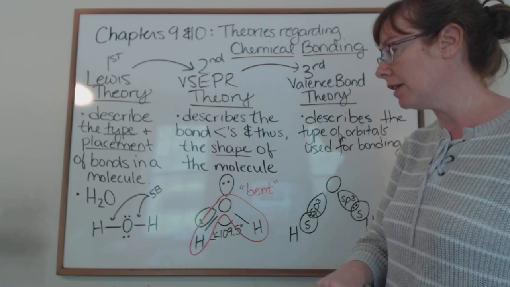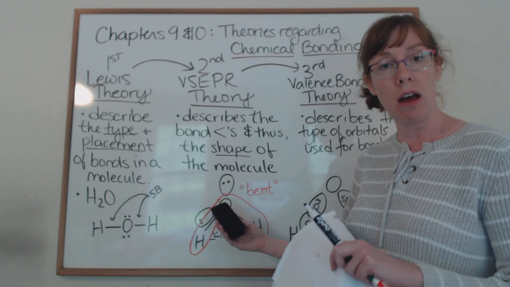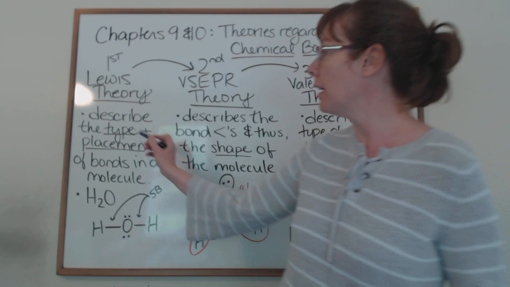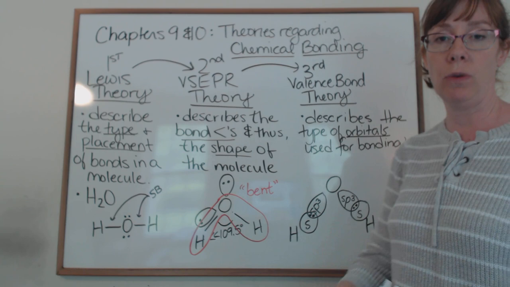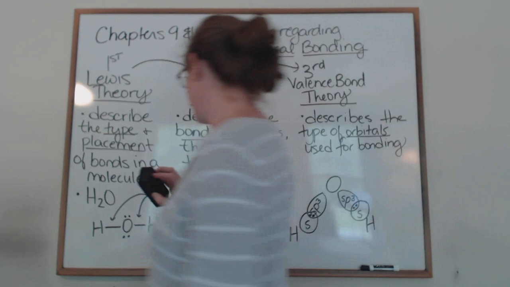And you can really learn a lot about a molecule by applying and learning how to use these theories on the molecules. So that's just a brief introduction, and let me make sure I highlight key points. Type and placement of bonds for Lewis, shape and actually bond angles for VSEPR, and orbitals for valence bond theory. Those are like the key things that each theory explores. All right, so let's get into just Lewis theory today.